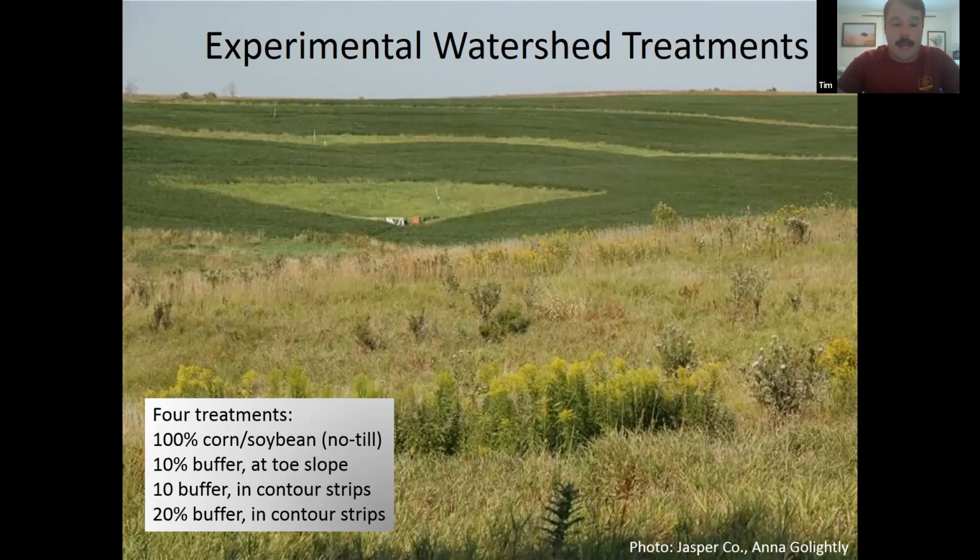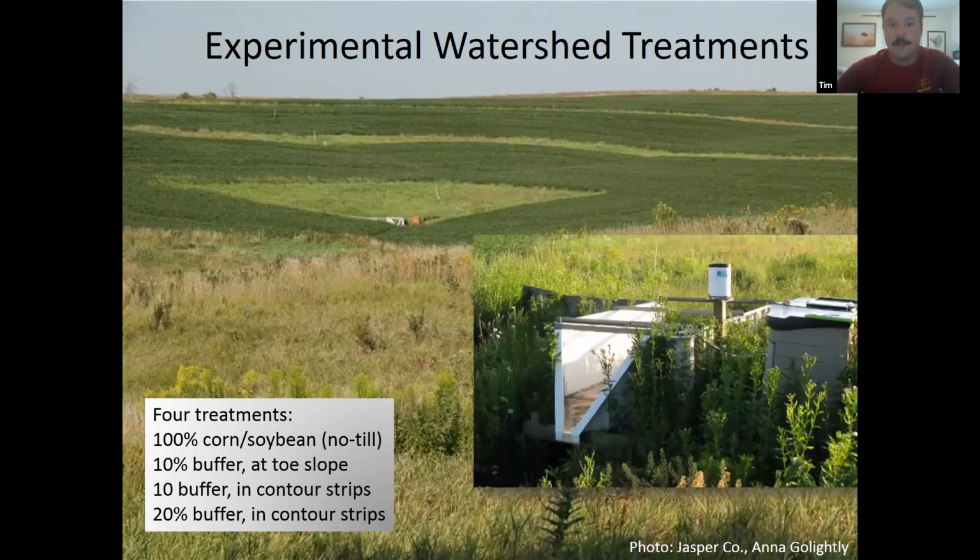The 4 treatments that we had, so basically you had 100% corn and soybean. That was one of the controls that we had. There was one where it was 10% prairie, all at the bottom of the field or the toe slope. One where there was 10% at the bottom and then in contour strips. So in the picture here on the screen, you can see a little bit of prairie down at the bottom of the hill, and then there's a couple of contour strips almost laid out like a terrace. And then we tried 20% of the field in the buffer at the bottom and then in the contour strips.